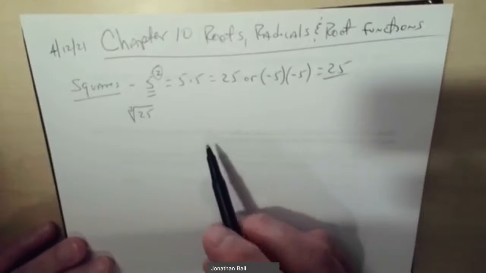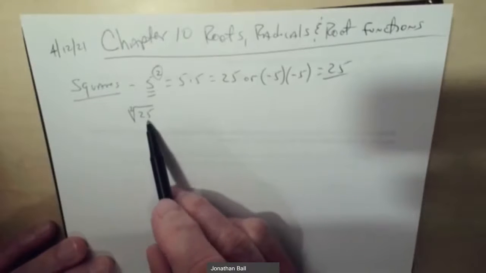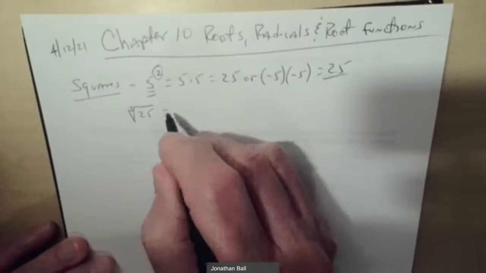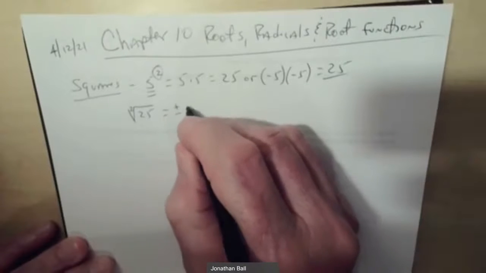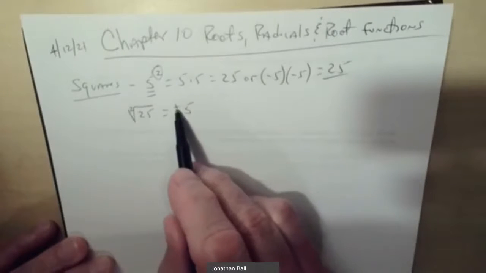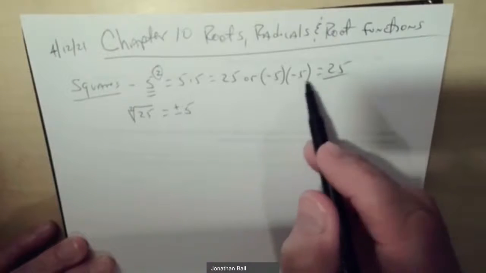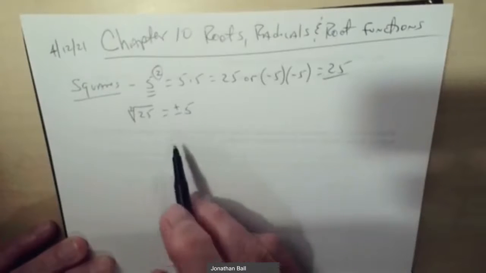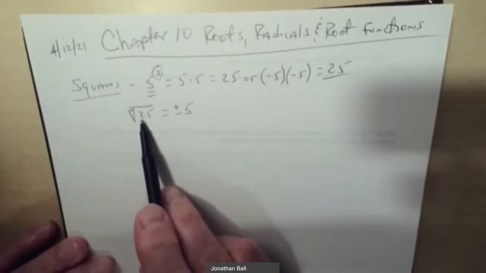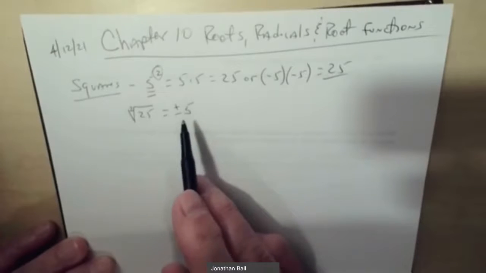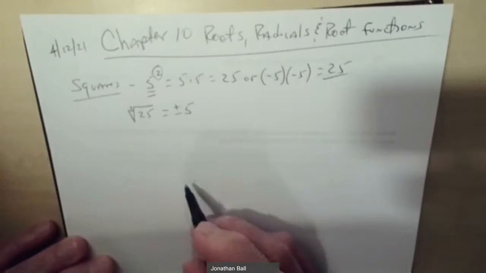The square root of 25 means what number times itself is 25? This is plus or minus 5. Plus 5 times plus 5 is 25, and negative 5 times negative 5 is also 25, just like we had up here. So the square root of a number is plus or minus whatever this is.